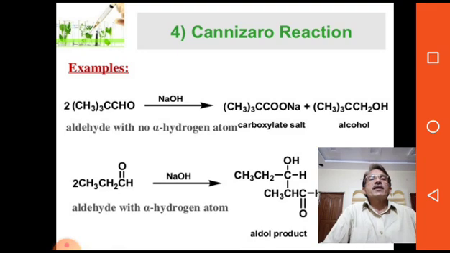One thing to remember, we can compare this Cannizzaro reaction with the aldol condensation. The fundamental difference between the Cannizzaro reaction and aldol condensation is that aldol condensation is only possible in those aldehydes which contain alpha hydrogen. The Cannizzaro reaction is only possible in those aldehydes which do not contain alpha hydrogen.